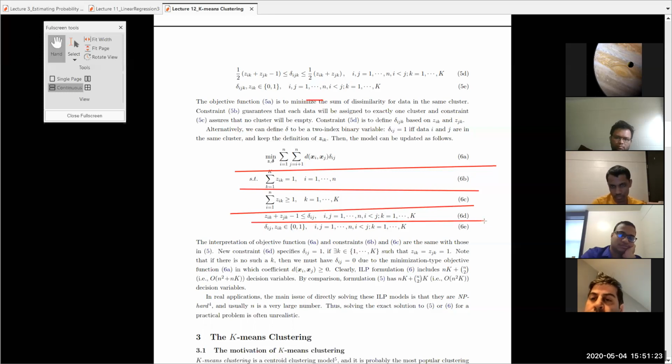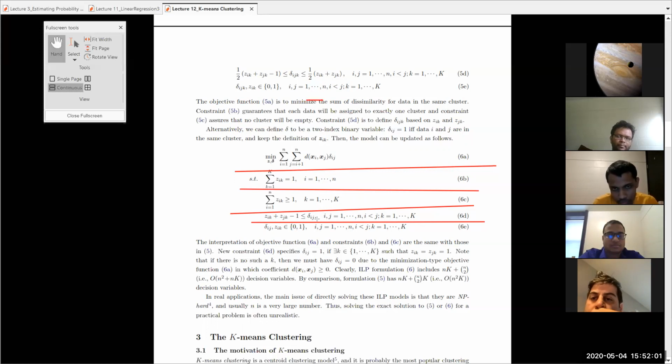Have a look at 6d. Think about zik and zjk: how many possibilities do you have for a specific k? Only 4 cases: both 0, both 1, 1 and 0, or 0 and 1. If I write a constraint like 6d, it means that if both of them are 1, then delta ij must be 1. That tells you that if there exists a cluster k such that both i and j are in cluster k, then delta ij must be 1.